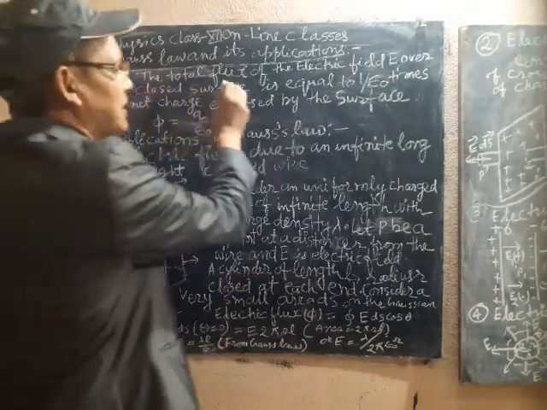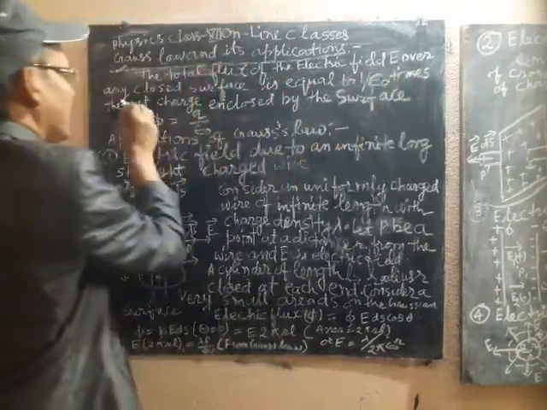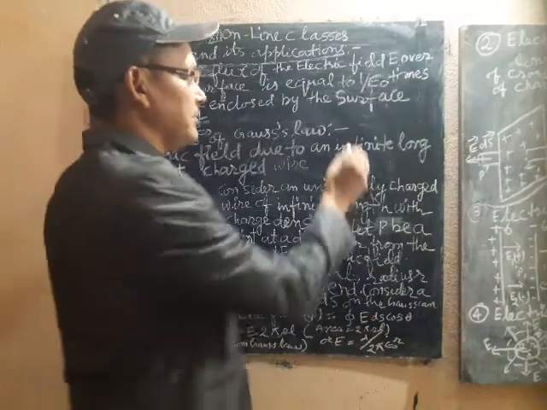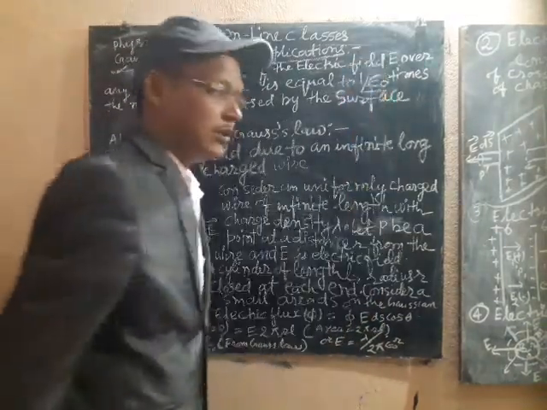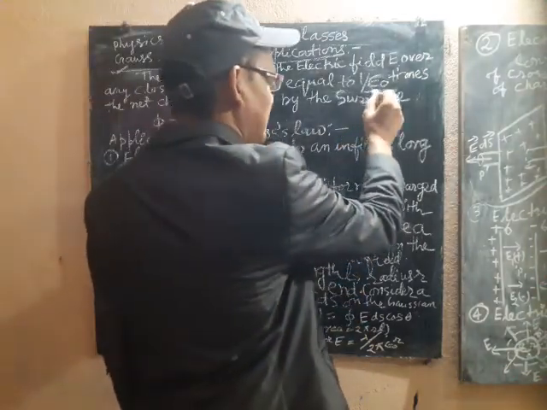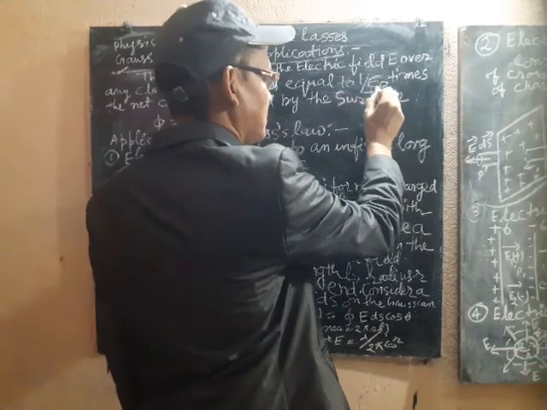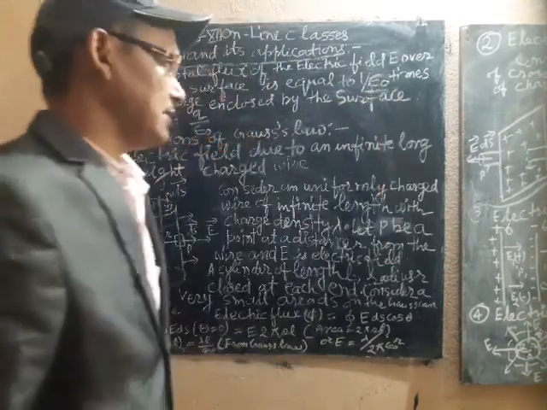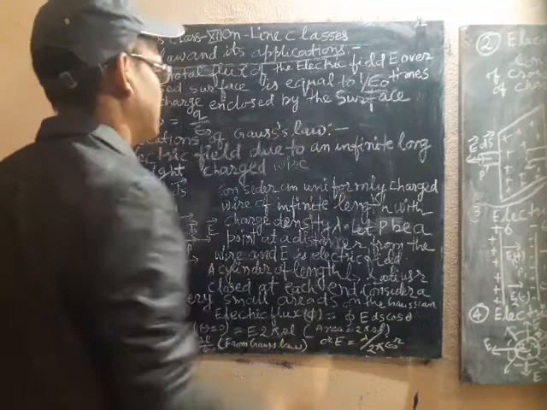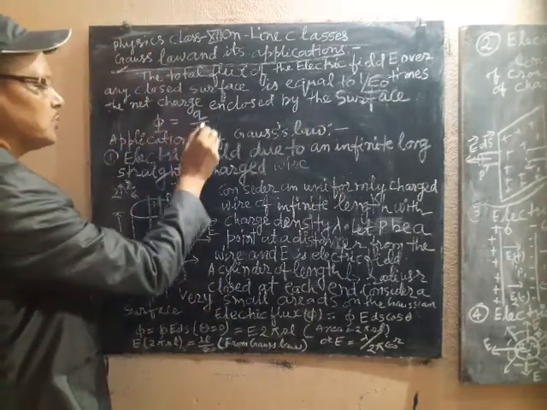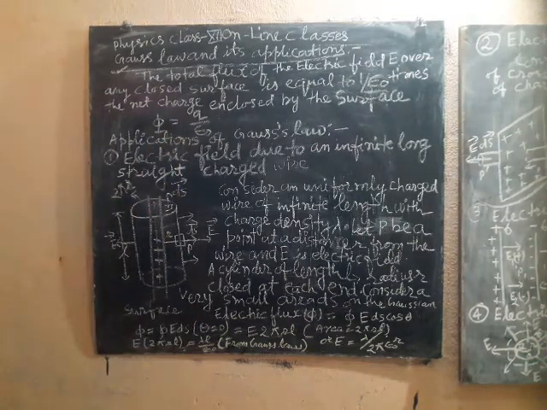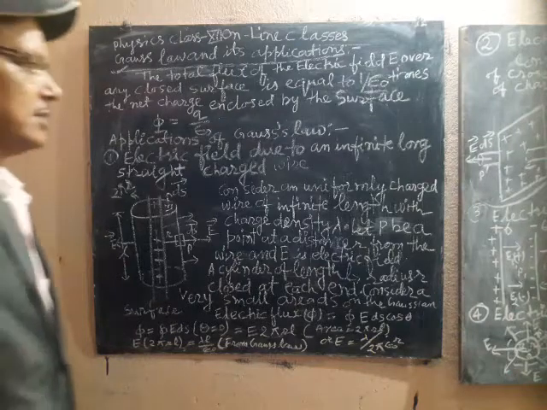First thing, the total flux of the electric field E over any closed surface is equal to 1 by epsilon 0. Already I have discussed in Coulomb's law, K is equal to 1 by 4 pi epsilon 0. Here epsilon 0 is used for electric charges, times the net charge enclosed by the surface. It means phi is equal to q by epsilon 0, where phi is the total flux.